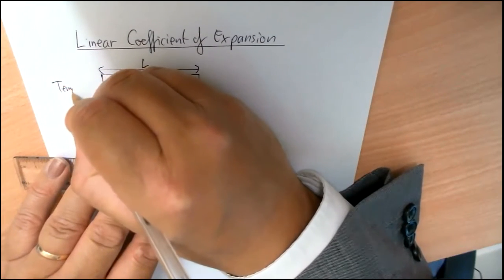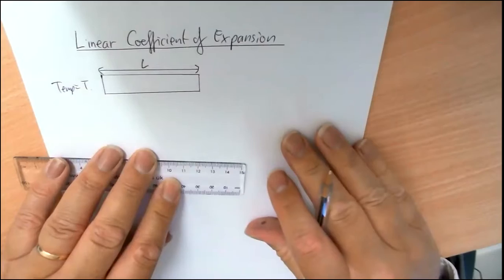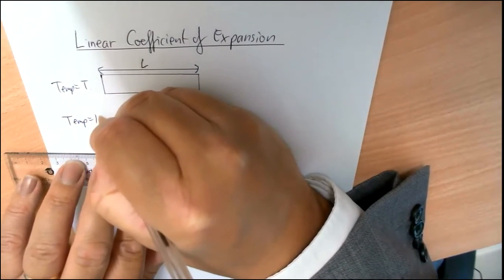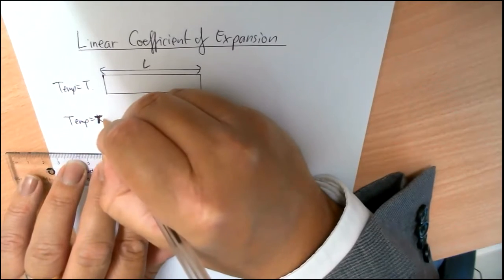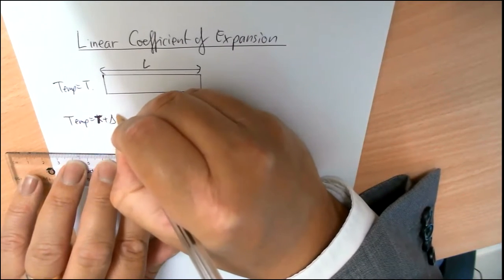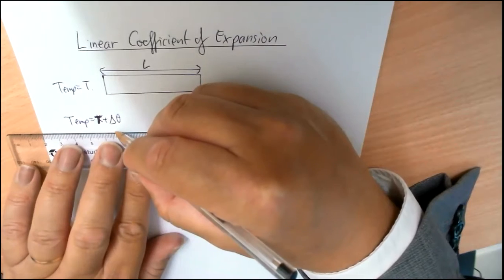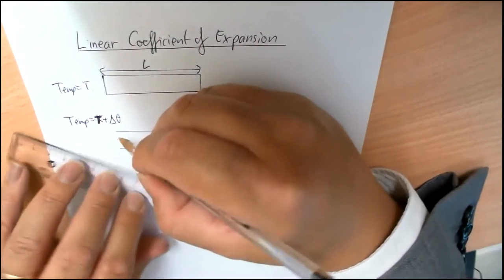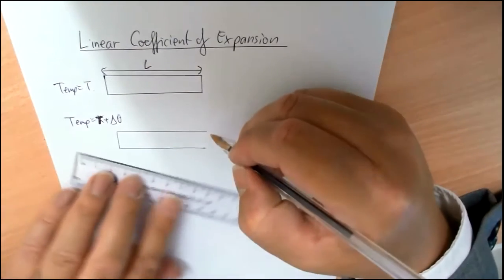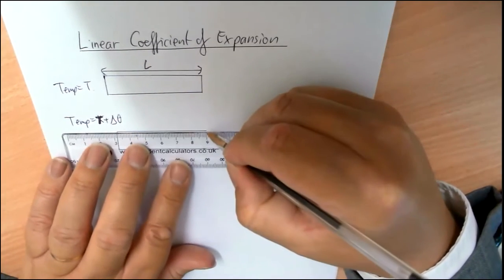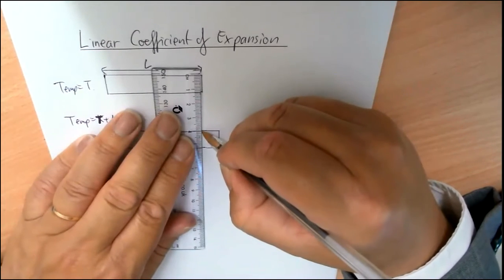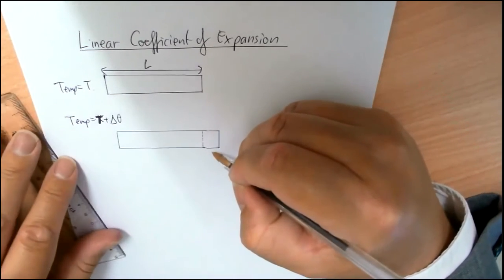okay? And if it's at temperature, let's call it T, if you heat it up, so T plus a particular change in temperature, we'll have the same unexpanded length, but it will have expanded a little bit. So it'll be slightly longer. It'll also be slightly wider, but we're not going to worry about that at the moment. So it will have expanded by a given amount, okay?